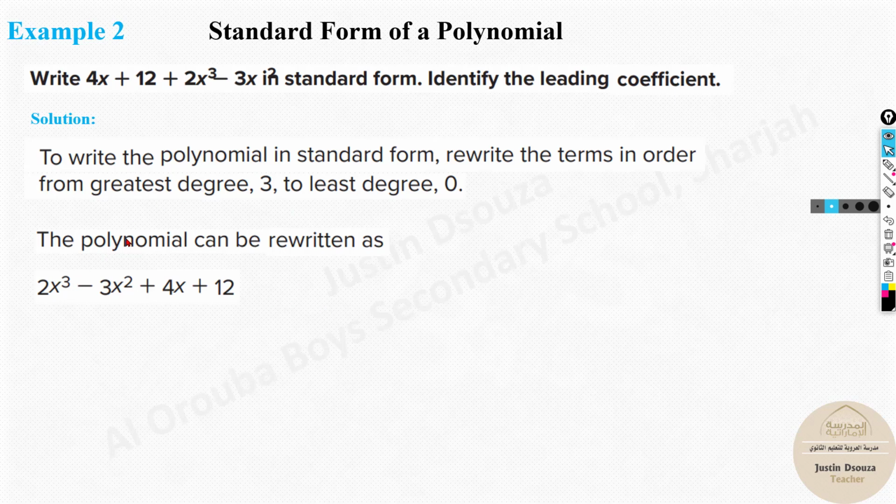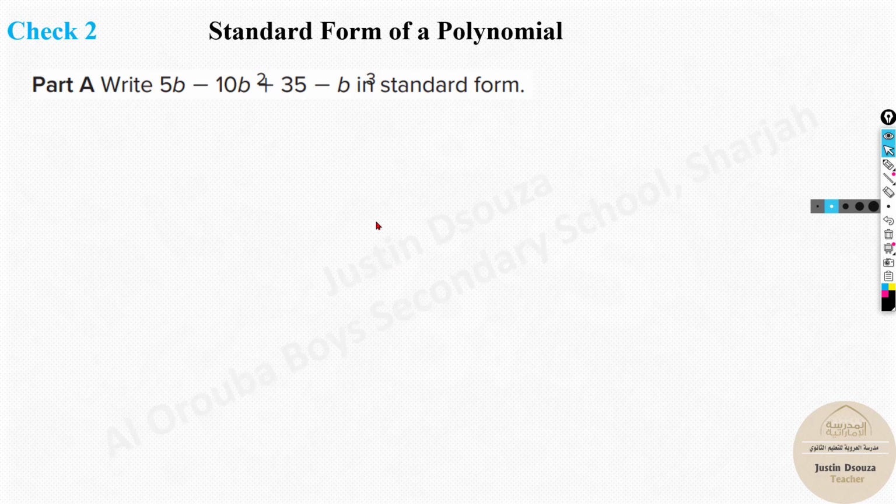So the highest degree would be the degree of this particular polynomial, and it is power 3. And we must write from highest to least. That is the standard form. And now over here, the leading coefficient would be 2, whatever is with the highest degree. That's it. So that's the answer.